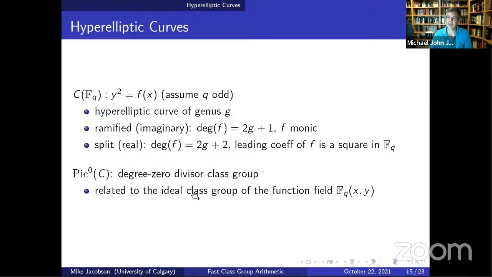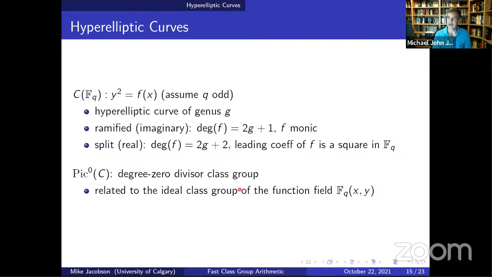In the imaginary case, that group is isomorphic to the ideal class group of the function field of the curve. So that's basically, you're taking the field of rational functions, so quotients of polynomials with coefficients in F_q, and you adjoin to that the quadratic irrationality y. So remember, my curve equation is y squared equals f of x, so y is in some sense the square root of f of x in some appropriate completion of this field of rational functions.